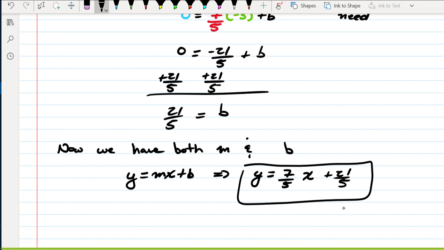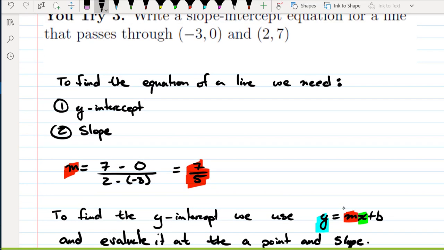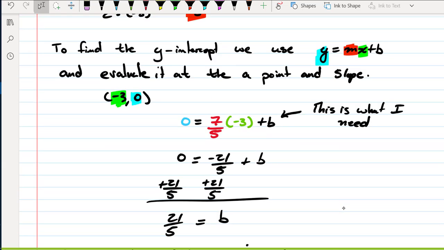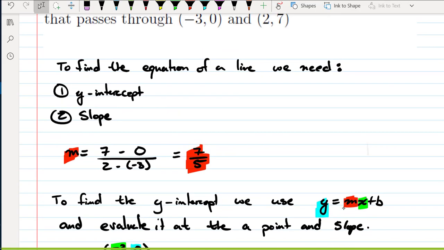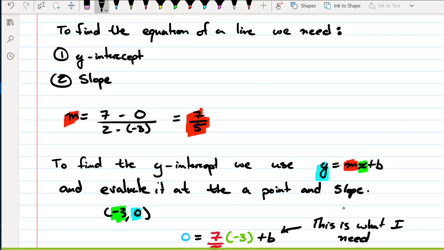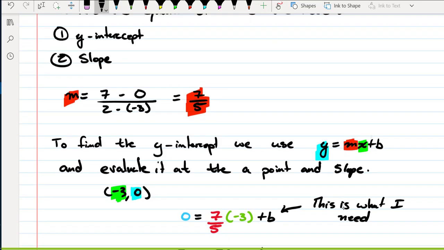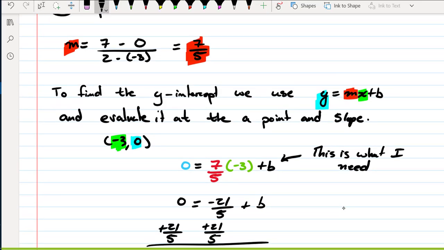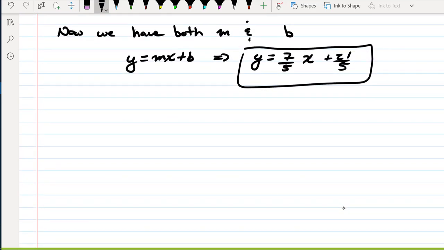So let's go back and recap a little bit what we did. So to find the equation of a line, we need two things. We need the y-intercept and the slope. In the examples before this, we were given just the y-intercept and the slope, so we could just go to the very last step where we put them in. In general, if they're not given, we may have to use the slope formula to find the slope, and then we can use the y equals mx plus b to find the b like we did here. So if any of those things aren't given, we're going to have to do a little bit of extra work in order to get those values.